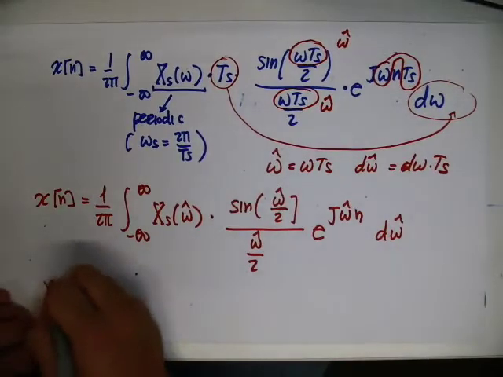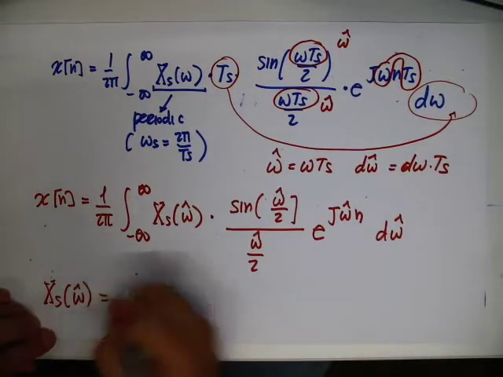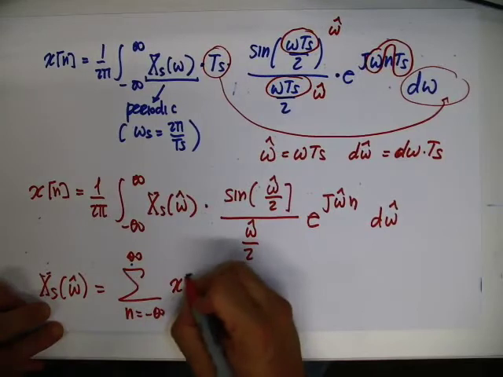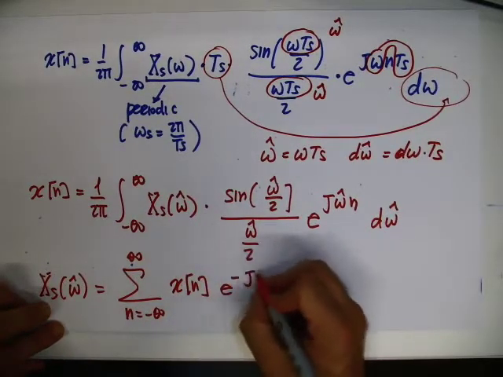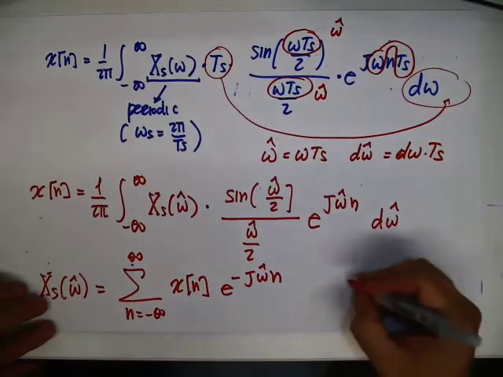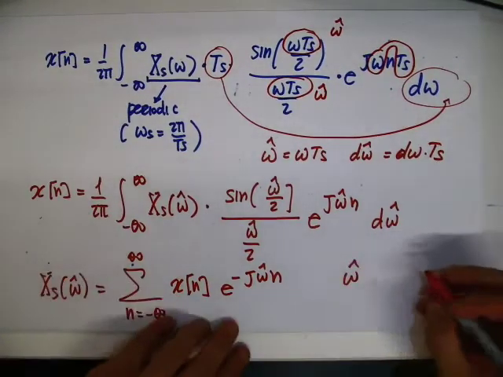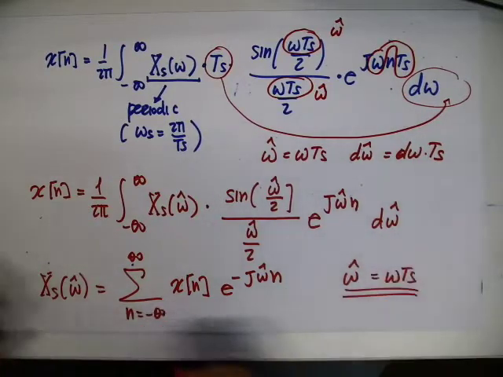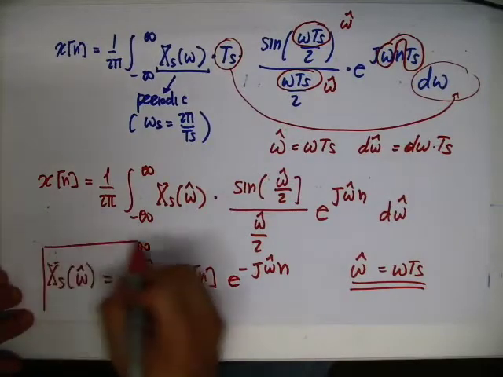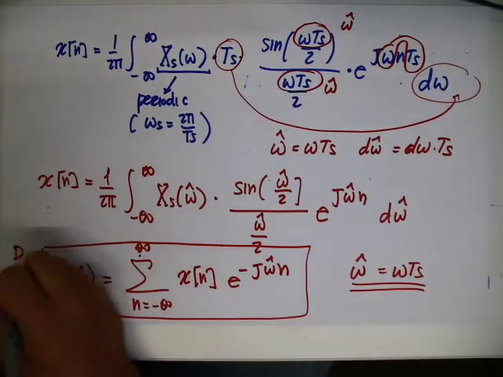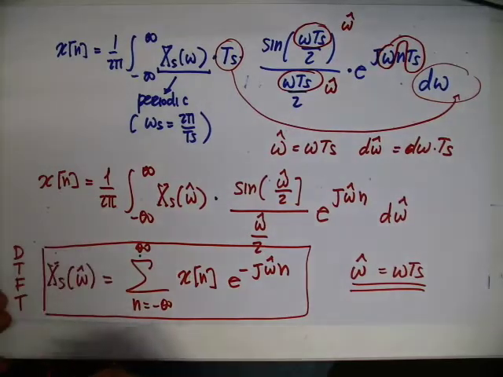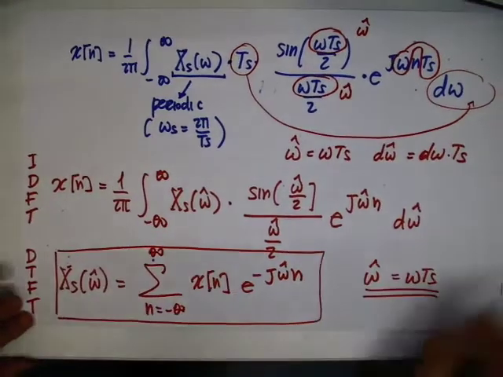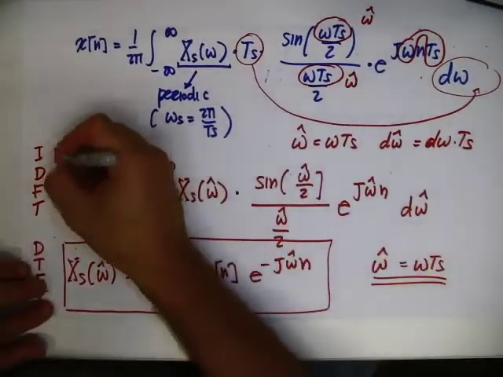Okay? And this is the inverse Fourier transform of this signal here, with e to the j omega hat n, where omega hat will equal omega ts. I already did it. So here we found the discrete time Fourier transform, and here we got an inverse discrete time Fourier transform, okay, which is given by this form. And this is fine, okay?